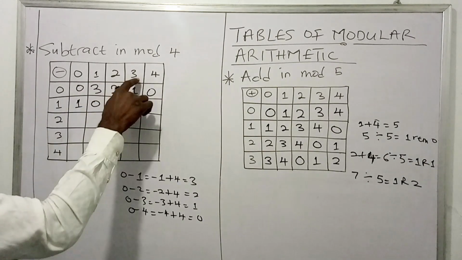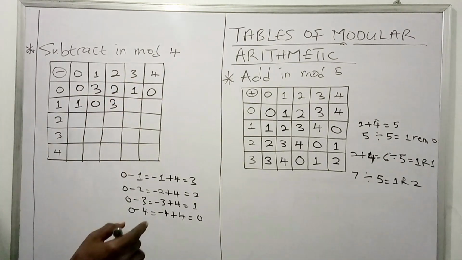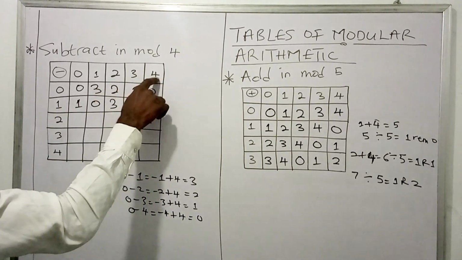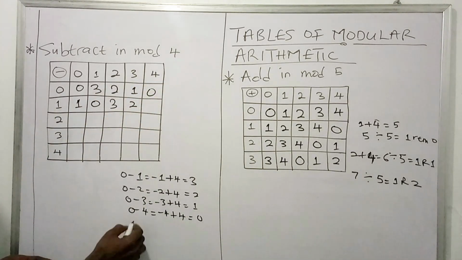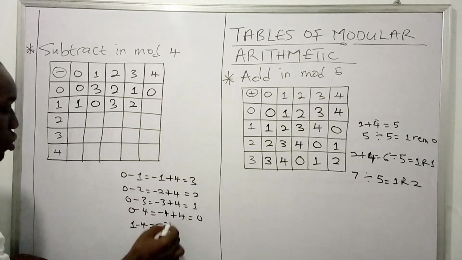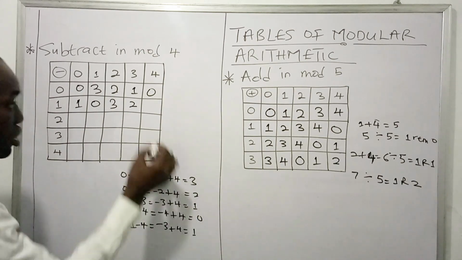1 minus 3, that will give you negative 2. Then you add the 4 to it, that will give you positive 2. 1 minus 4, that will give you negative 3. Then you add the modulus to it, plus 4, that will give you positive 1.